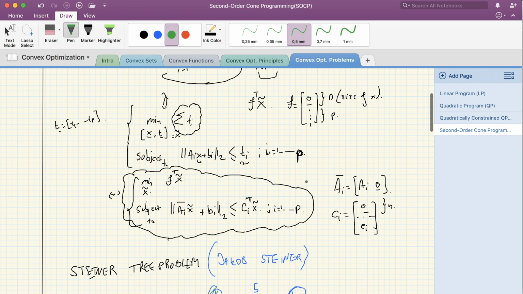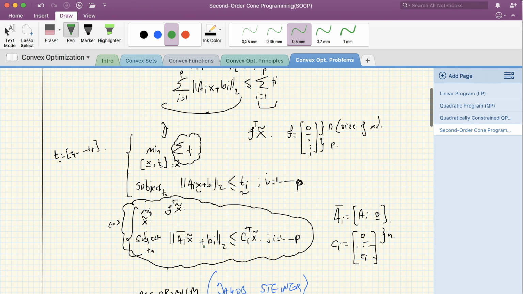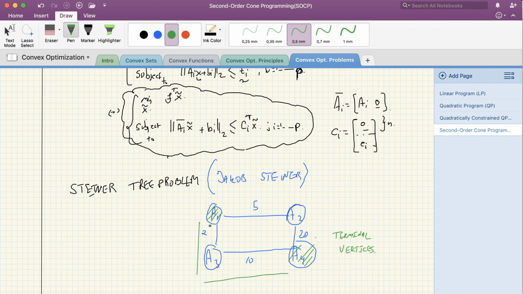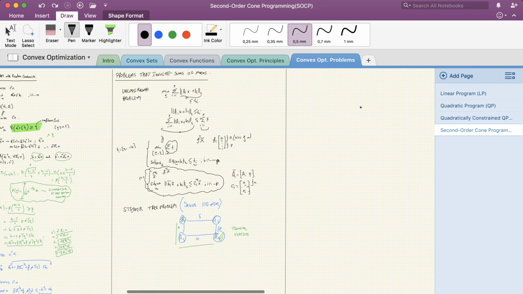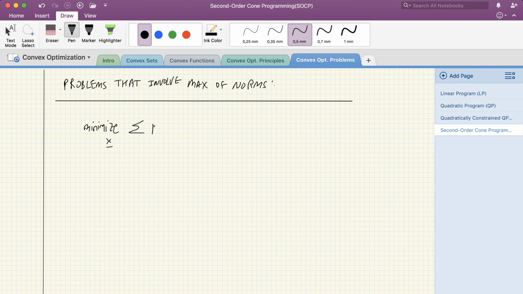And one concrete way of dealing with this is to use an SOCP formulation of the sum of norms, because each norm is going to, at the end of the day, reflect a distance right here. So another application of SOCPs would be problems that involve, instead of sum of norms, the max of norms. Instead of minimizing the sum of the norms as we did before, this time we're going to minimize the maximum of the norms, maximum over i, because we've got p of such terms, so we're trying to minimize the maximum.